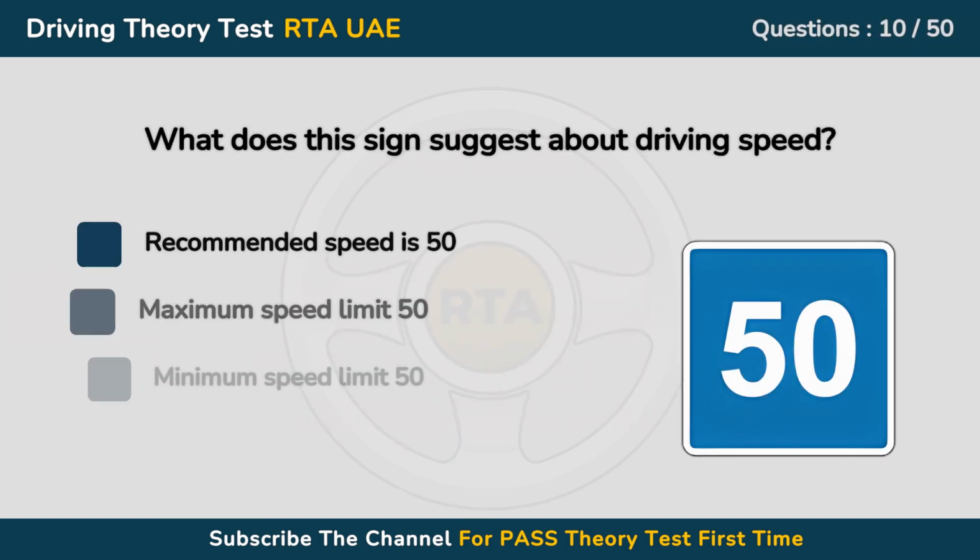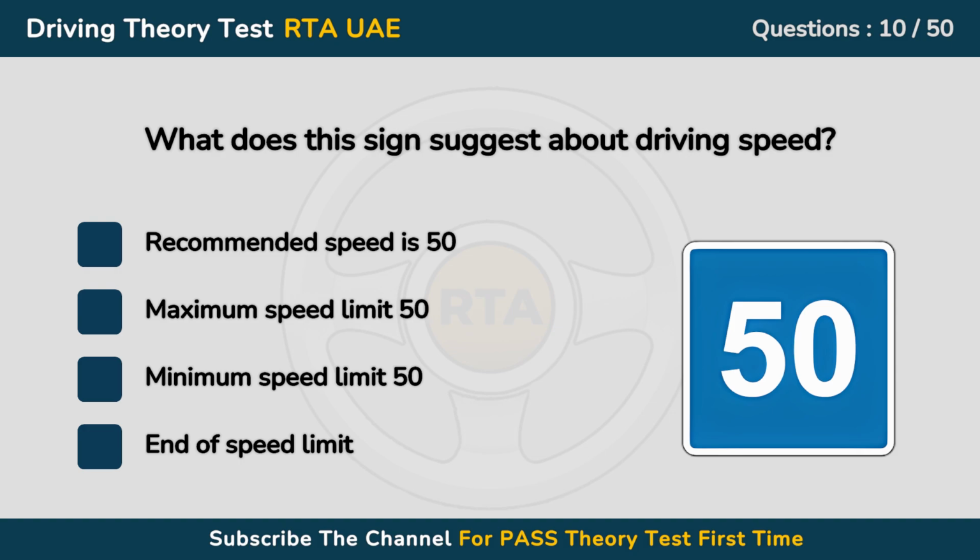Question 10. What does this sign suggest about driving speed? A. Recommended speed is 50. B. Maximum speed limit 50. C. Minimum speed limit 50. D. End of speed limit.